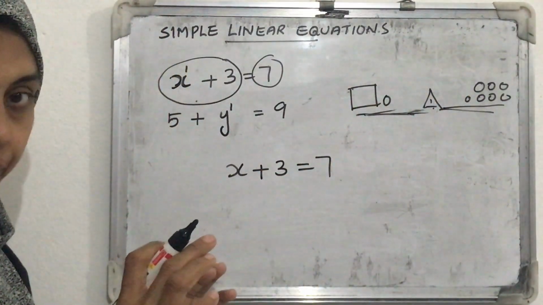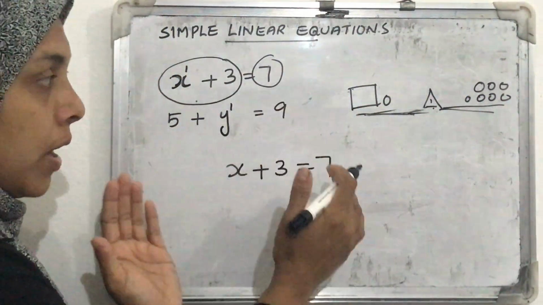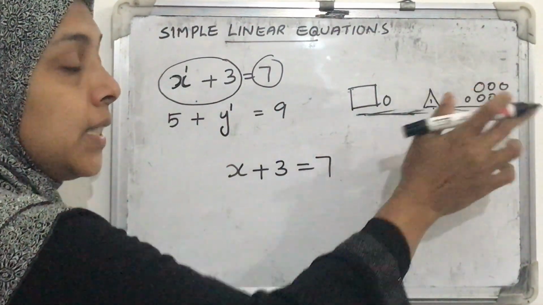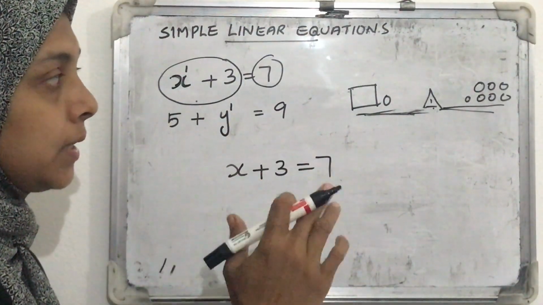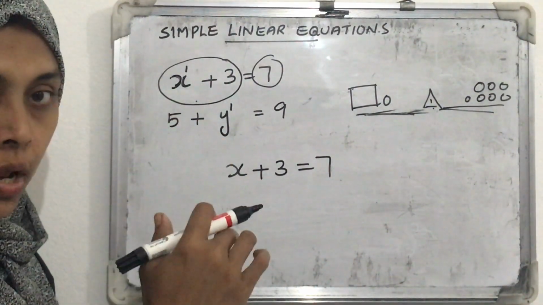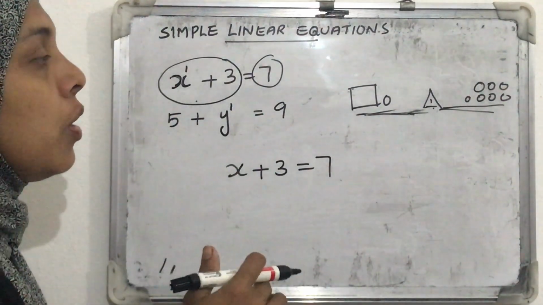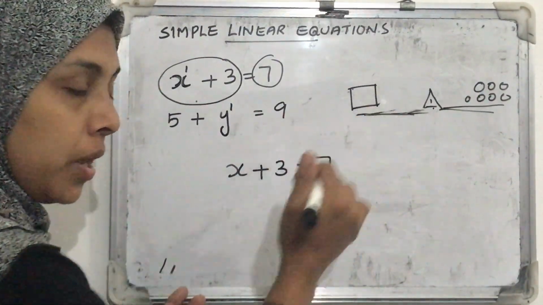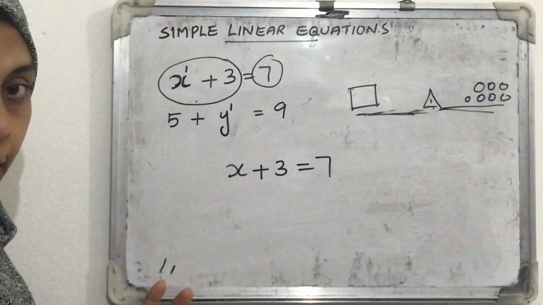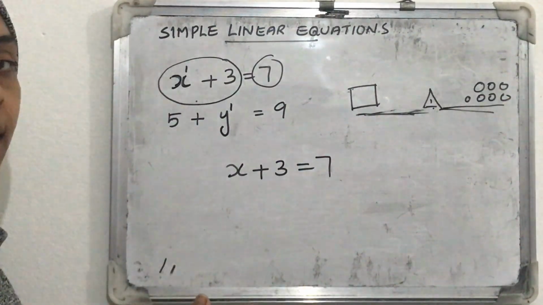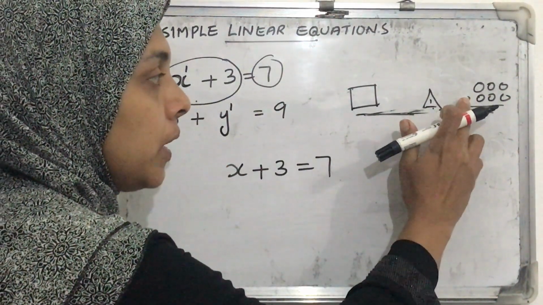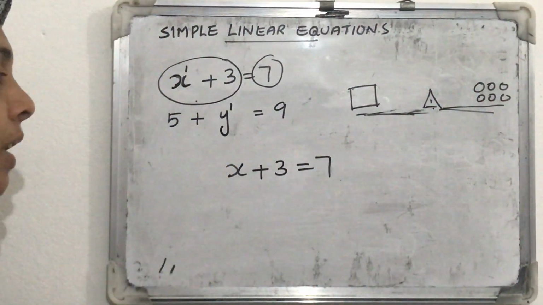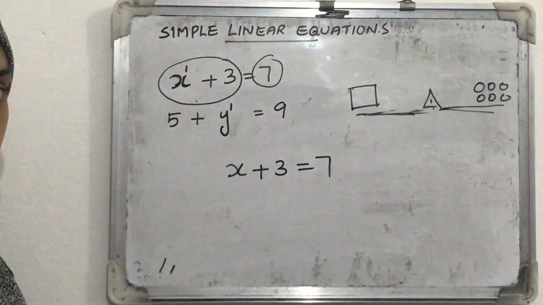Both sides have the same weight. On one side one box and one bead, on the other side 7 beads. The balance is equal. Suppose I remove one bead from one side. For balancing this, we want to take one bead from the other side also. Then only the two will balance. That is how we can balance an equation.